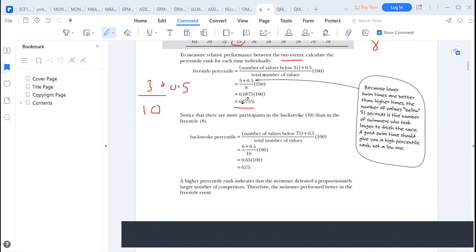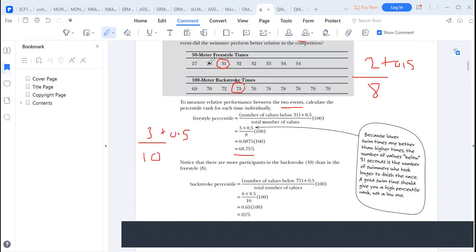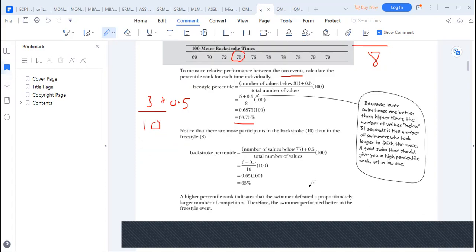Anyway, we could compare that later on, but if we're doing the combined one, I think they should have gotten the sum total of both events, but over 8, but here over 10. So here what we're picking ideally is a higher percentile rank, which indicates that the swimmer defeated a larger number of competitors, therefore the swimmer performed better in the freestyle. The freestyle had 68.75.